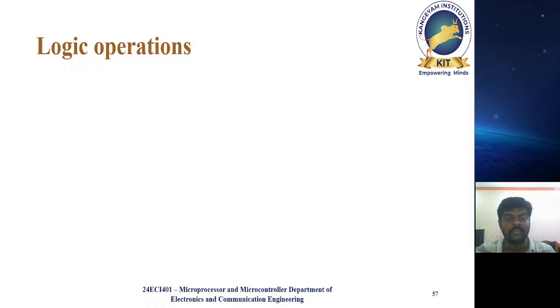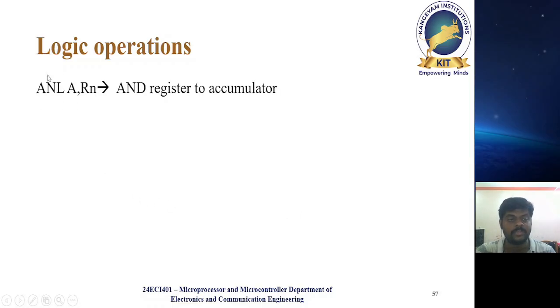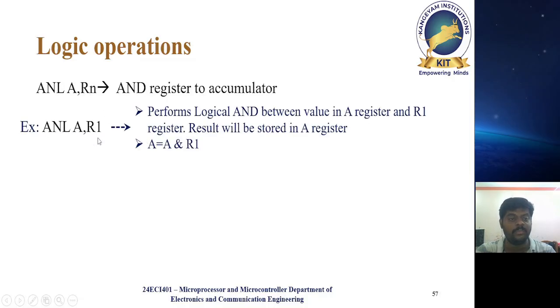In that we are going to see AND operation now. So ANL A comma Rn. This ANL represents we are going to perform AND logical operation. We are going to make logical AND operation between a value in A register and a general purpose register. So a simple example, ANL A comma R1.